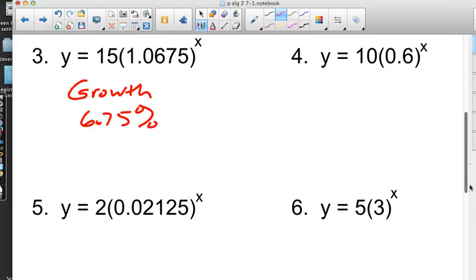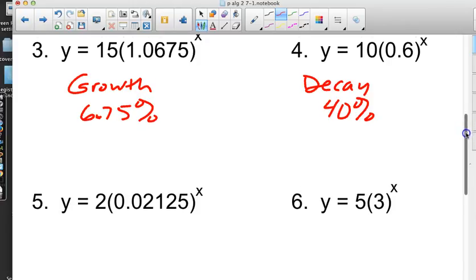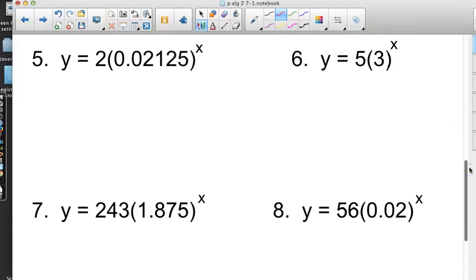Number 4, growth or decay? Okay, 40%. 60 cents. 40% lost. Number 5, growth or decay? Yeah, most of us would grab a calculator for that one, right? So we've got our 1 for 100%.